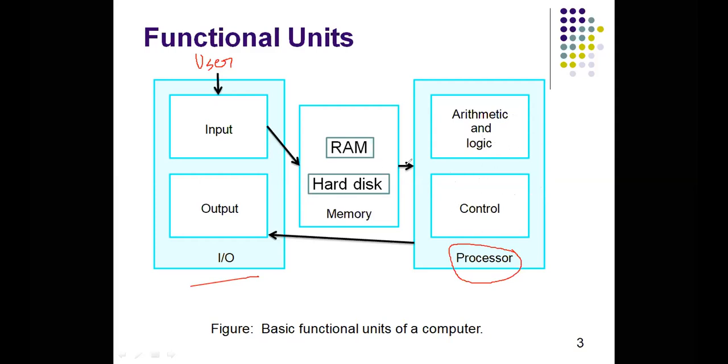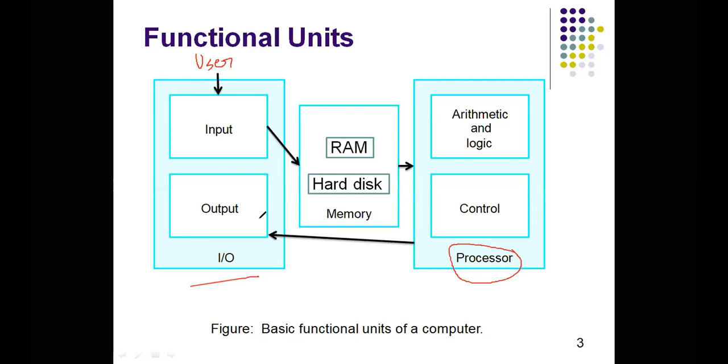After processing this data, what will it do? The processor sends this data to your output device. Can you give me an example of an output device? Which device is called an output device? Monitor, projector. Right, computer monitor and projector. All right, then we can say printer. Printer is one kind of output device.